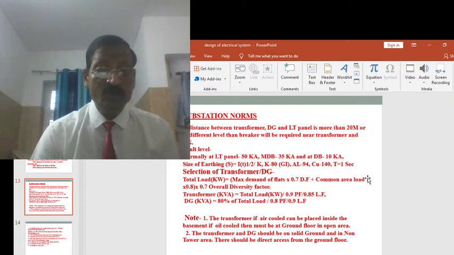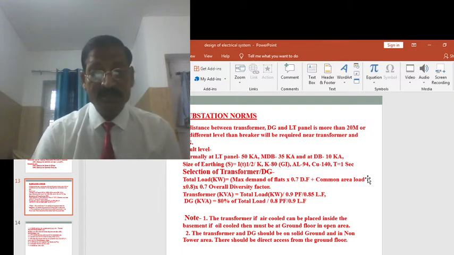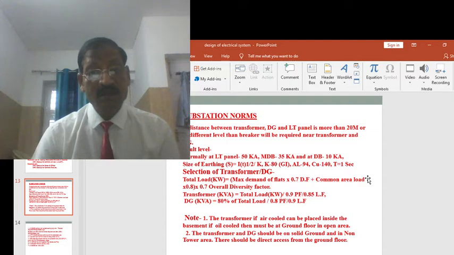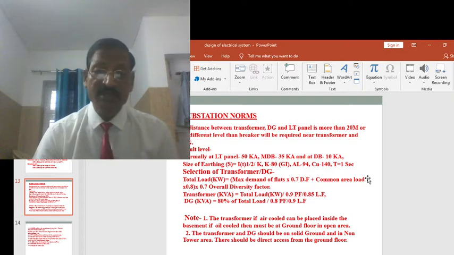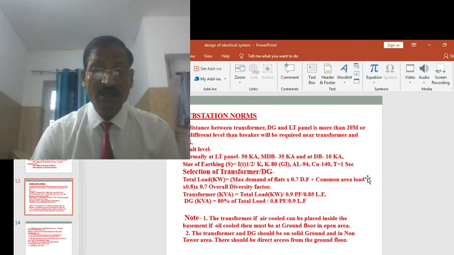We have to calculate the size of the earthing. Basically, it's a current and its time. Normally, we take 1 second. And K is the value of the earthing material. For example, for GI it is 80, for aluminum 94, for copper 140. And based on 1 second we calculate the fault current.